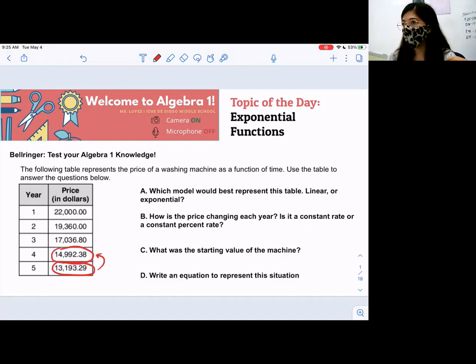So I want everyone, calculators or phones, whatever you got, take it out. And we're gonna divide. So 13,193.29 divided by 14,992.38. Go from bottom all the way up and see what you get. So starting with the first two. Shout it out when you've got it. What do you got? I already got some in the chat. Good. 0.88.